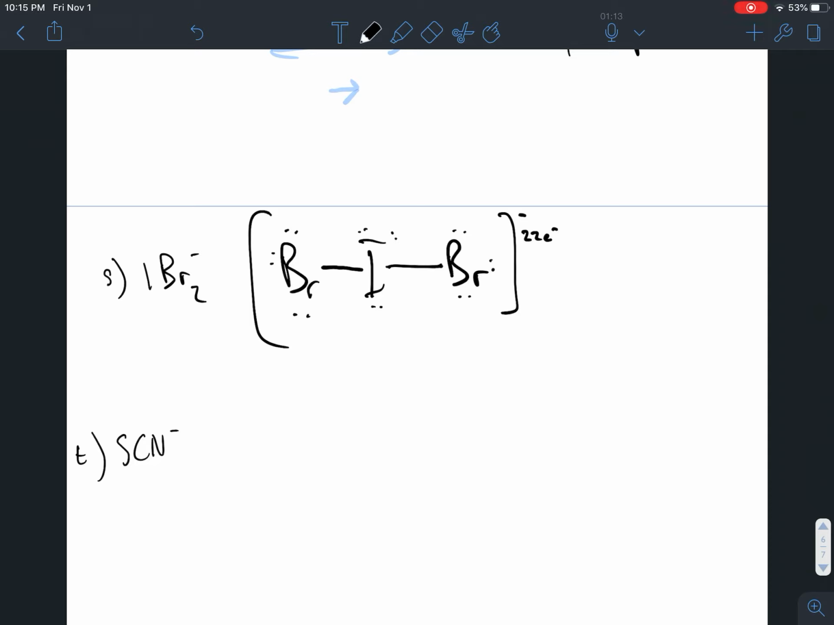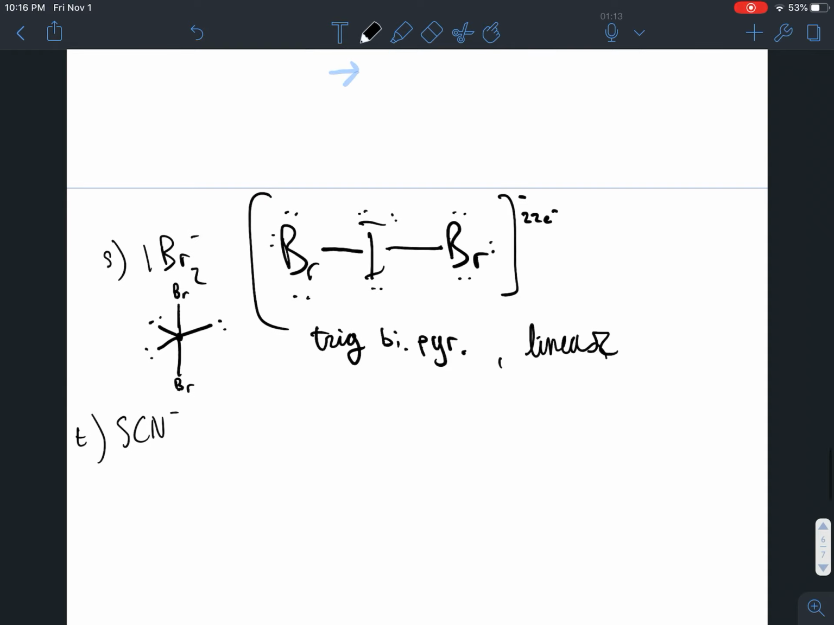Okay, the base shape is trigonal bipyramidal. Okay, the shape of the molecule is linear. Let's look at what that looks like. Lone pair there, lone pair there, lone pair there. Bromine there, bromine there. Iodine, of course, is the central atom. It's right here. That's what it looks like.